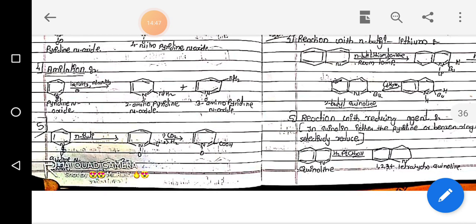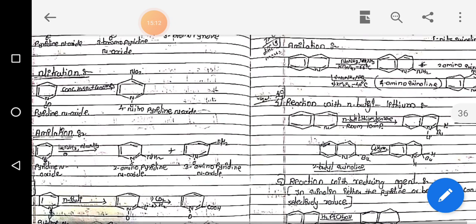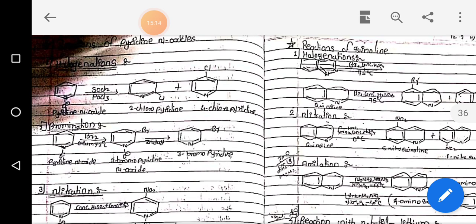Fourth, pyridine N-oxide reacts with N-butyl lithium, giving a substitution reaction and forming lithium pyridine N-oxide, and along with CO2 gives the addition of CO2 at the lithium position, so we will get the COOH. So this is all about the reactions of pyridine N-oxide. In the next lecture we will study the reactions of quinolines.